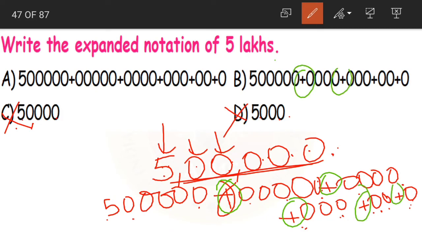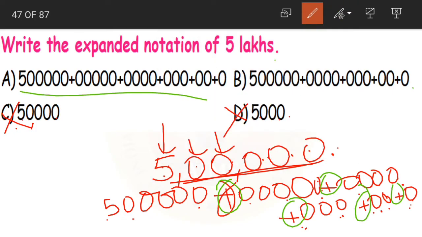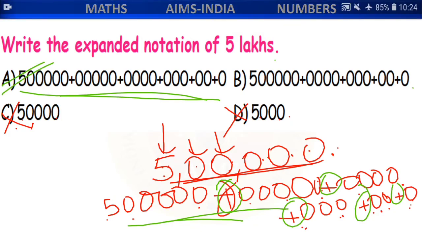1, 2, 3, 4 and 5. Yes, 1, 2, 3, 4. There are only 4 plus symbols, so this is wrong. 1, 2, 3, 4, 5. Yes, option C is having all the 5 plus symbols. And if you look at the number of zeros also, it is the same as our expanded form. So option A becomes our correct answer.